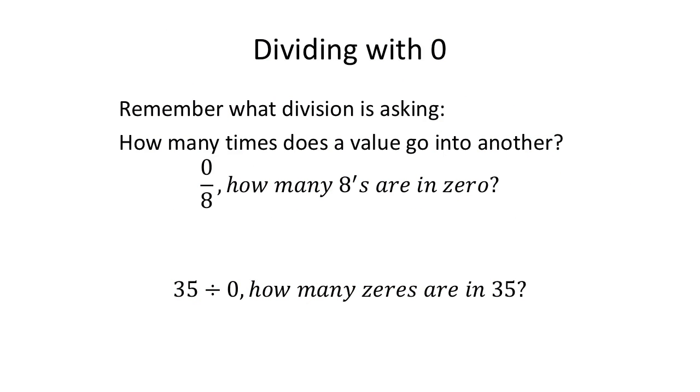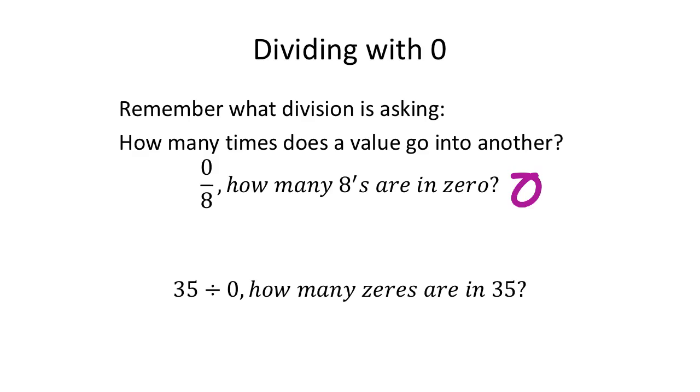But dividing with 0, we'll go over this. Remember what division is asking: how many times does a value go into another? If we can remember what division is, then solving these types of problems generally becomes a little bit more understandable. Like 0 divided by 8 would say how many 8s are in 0. Or if I split 0 up into 8 equal groups, let me think if I'm saying that right. If I split 0 up into 8 equal groups, how much would each group get? 0. They would get 0, right?